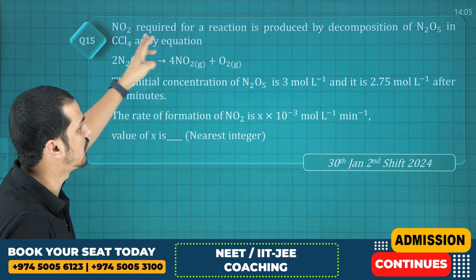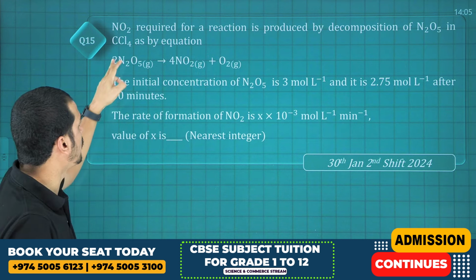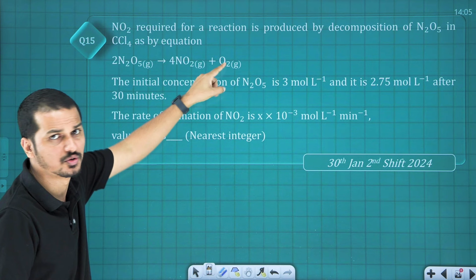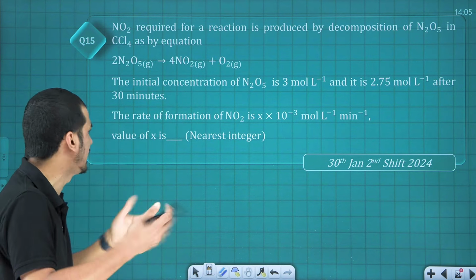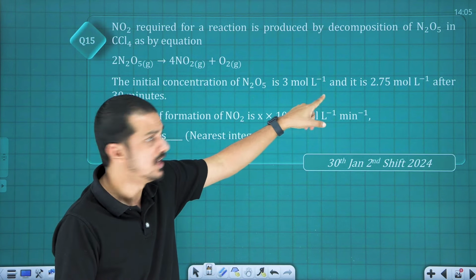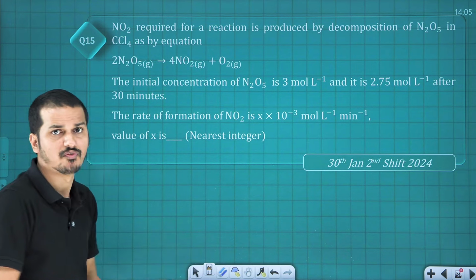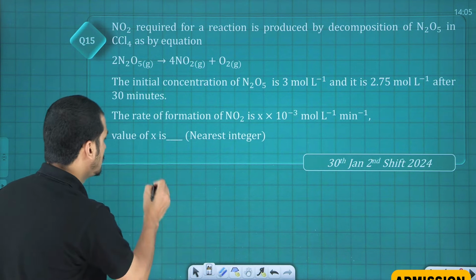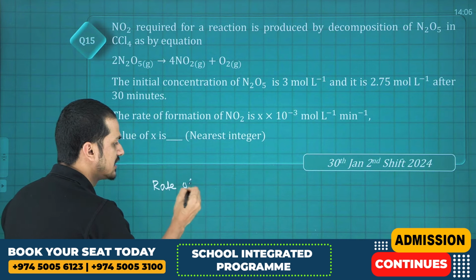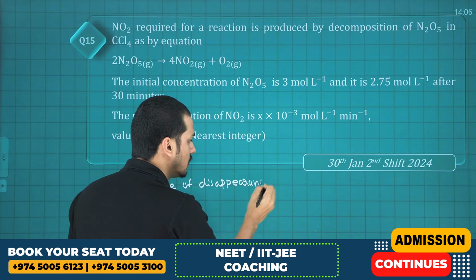They are telling NO2 required for a reaction is produced by decomposition of N2O5 in CCl4 as per the equation. N2O5 will decompose into NO2 and O2. The order of reaction is 1, that idea we know. Anyhow, they are telling the initial concentration of N2O5 is 3 mole per liter and it is 2.75 mole per liter after 30 minutes. From that I will get the rate of N2O5. What will happen to N2O5? That is disappearing. So rate of disappearance of N2O5.